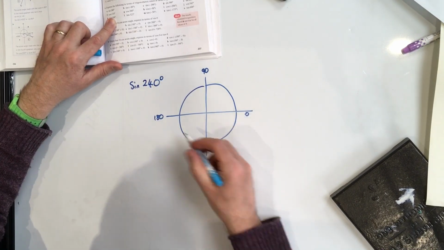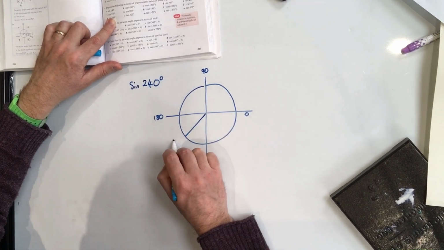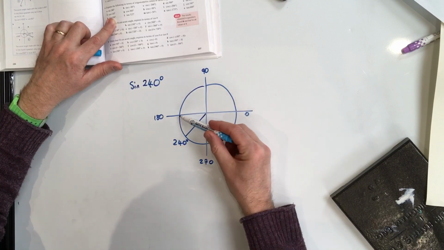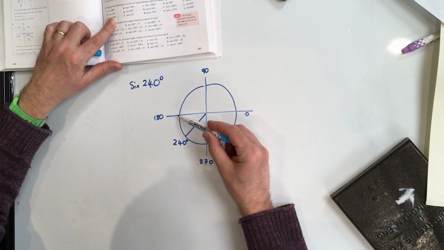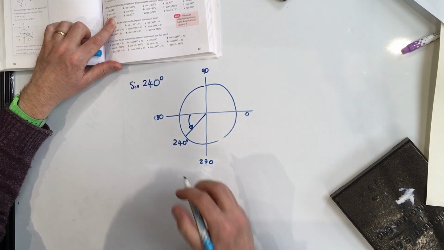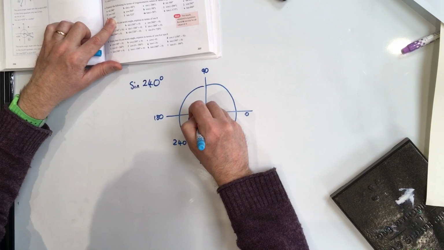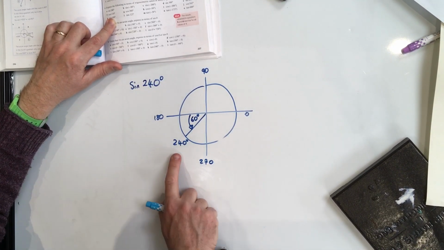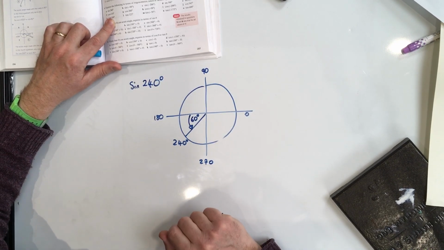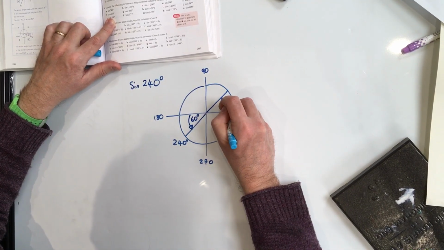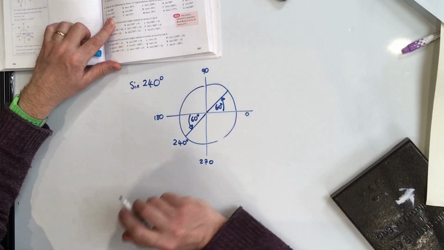If we put 240 in, you know that it's somewhere in this region here, and we just need to work out how far it is from 180. Turning there, that is an angle of 60 degrees past. So that is the acute angle. 240 is 60 degrees for all of the ratios, sine, cos and tan. It's the same as this angle here, 60 degrees.